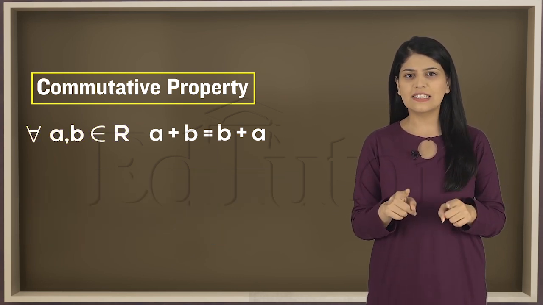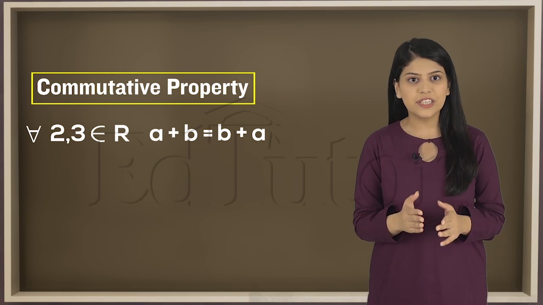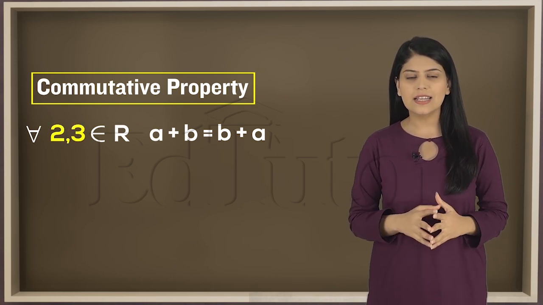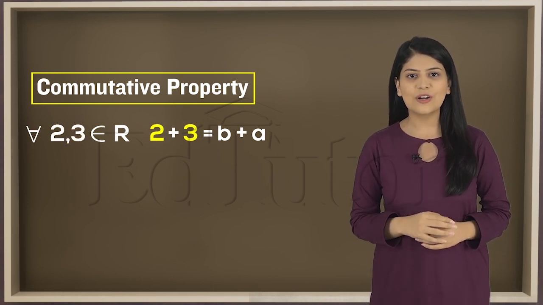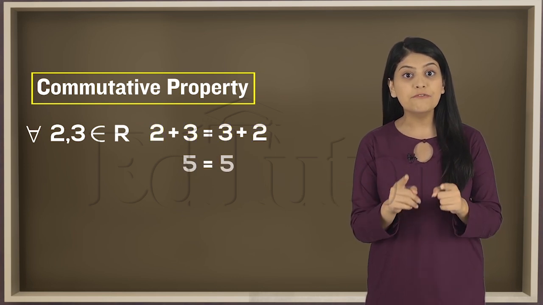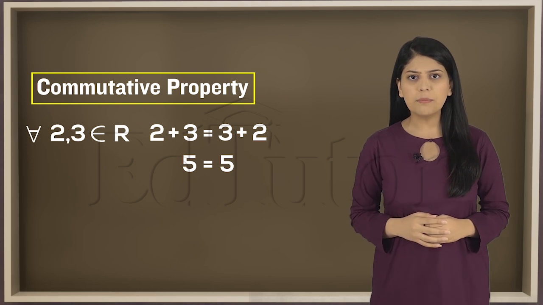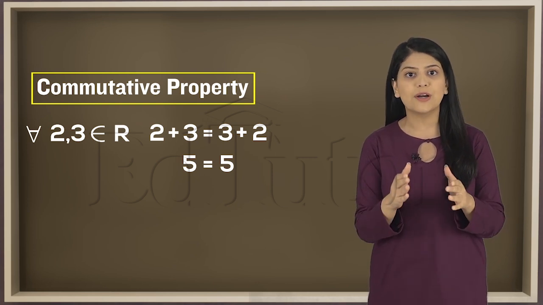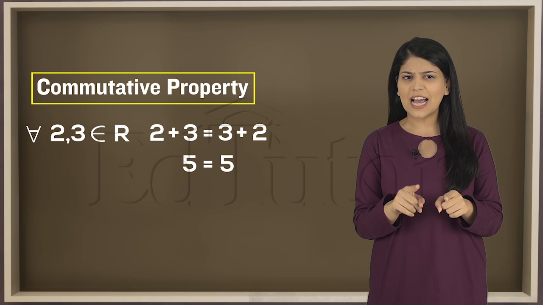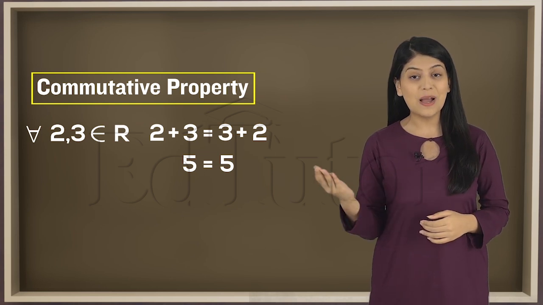Great. For example, 2 and 3, they are real numbers. Add them like this or like this. You will get 5 either way. Thus, the addition of real numbers does not depend upon how you add it. But you knew that already, didn't you, my brilliant student?